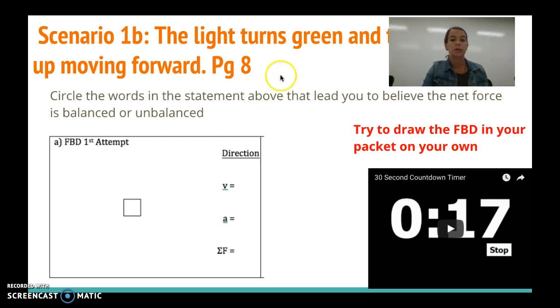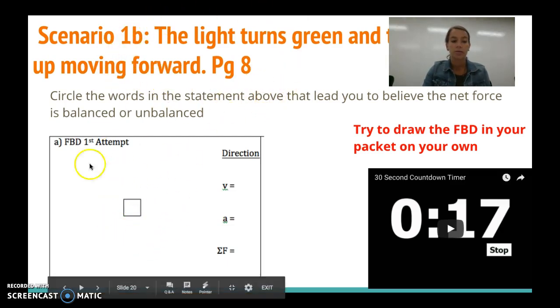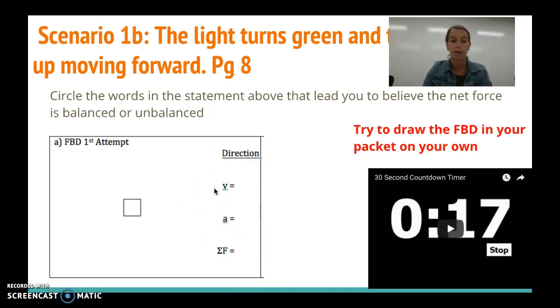So page 8, the light turns green and the car speeds up, moving forward. So go ahead and first circle any statements up here that make you think the forces are balanced or unbalanced. Then draw your free body diagram, list the direction of the velocity, the acceleration, and then the net force. So these can be arrows, so right, left, up, down, that kind of thing. So pause me real quick and try this on your own. Go.